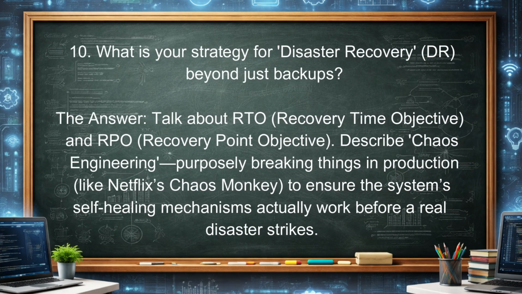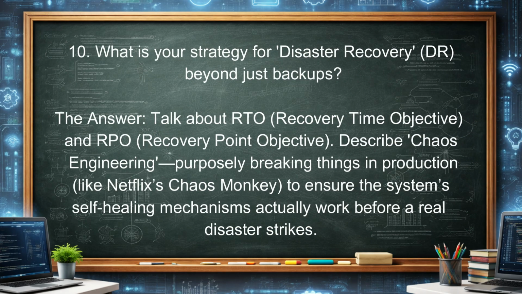What is your strategy for disaster recovery, DR, beyond just backups? The answer: talk about RTO, recovery time objective, and RPO, recovery point objective. Describe chaos engineering. Purposely breaking things in production like Netflix's Chaos Monkey to ensure the system's self-healing mechanisms actually work before a real disaster strikes.